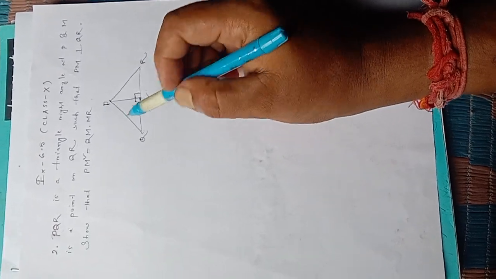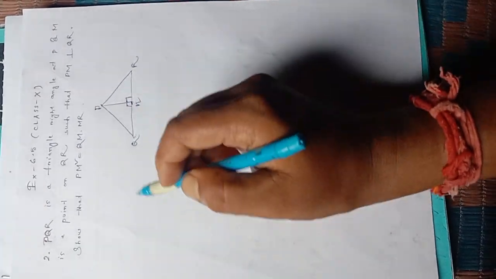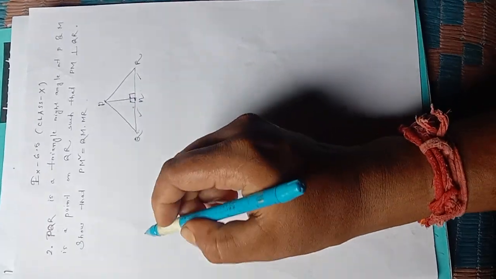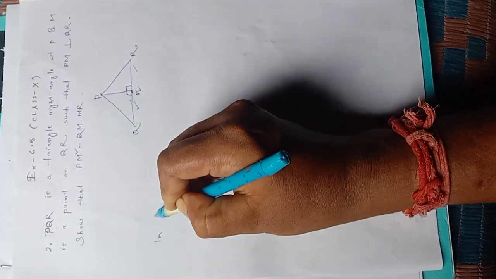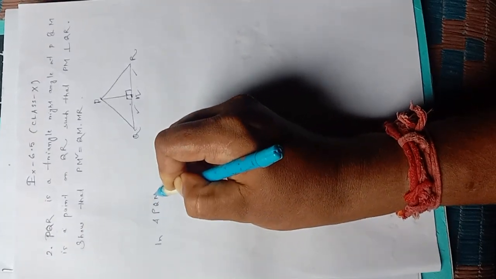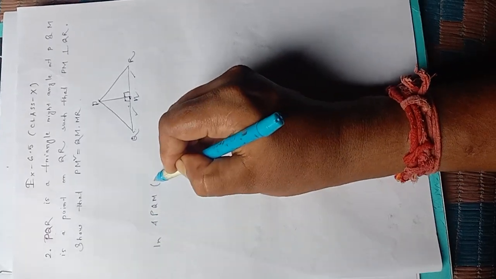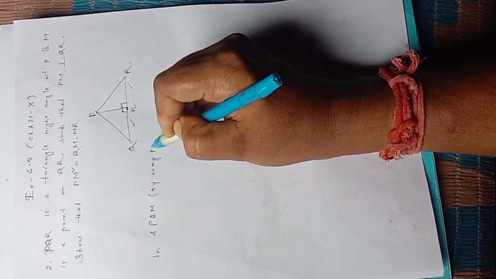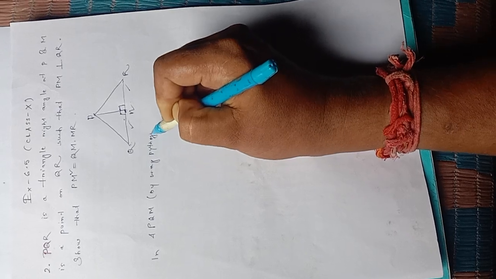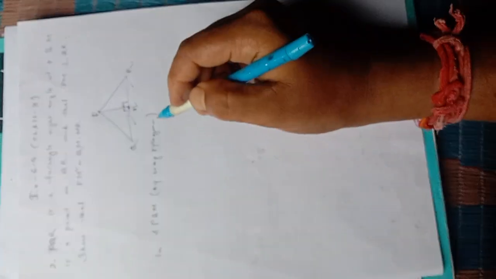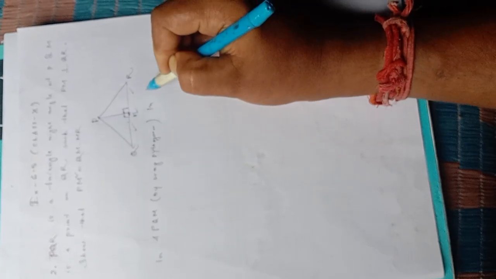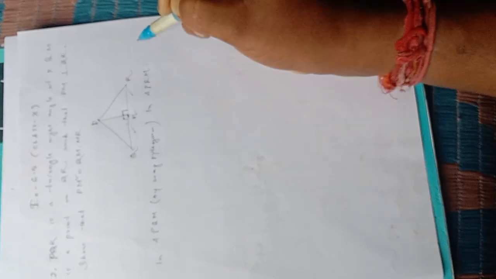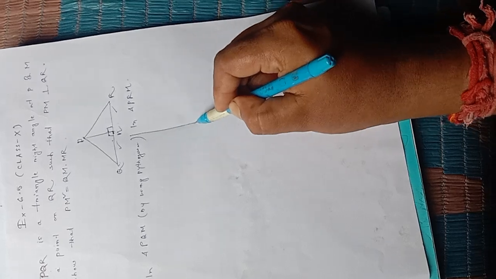Now how can we prove it? Just use the Pythagoras theorem in the right angled triangles. We know here the two right angles, so you just write: in triangle PQM, by using Pythagoras theorem. And also another right angle is in triangle PRM. So in both the cases we will use the Pythagoras theorem.